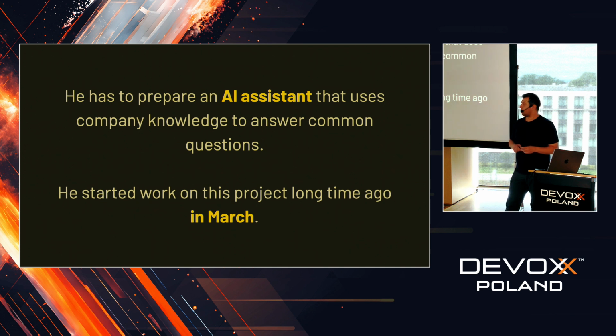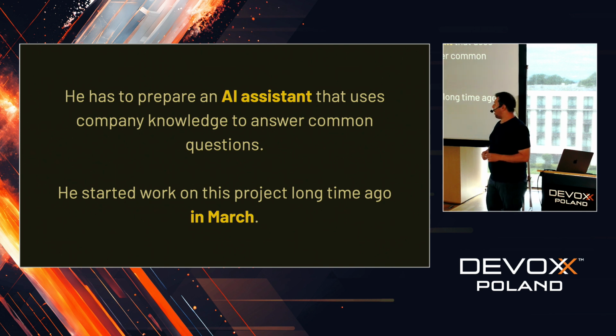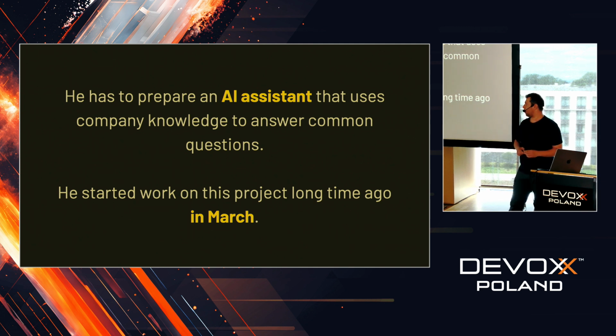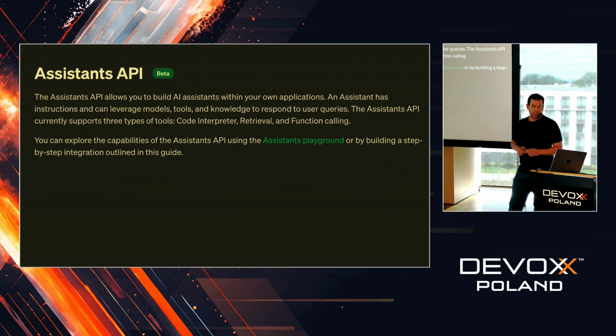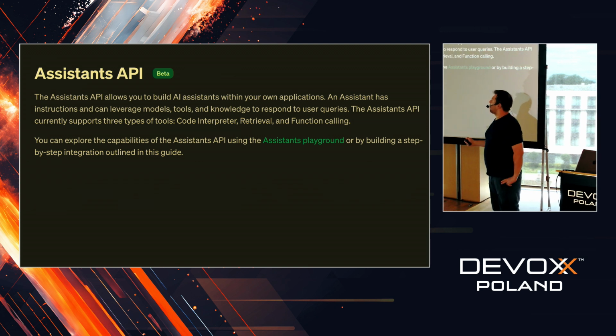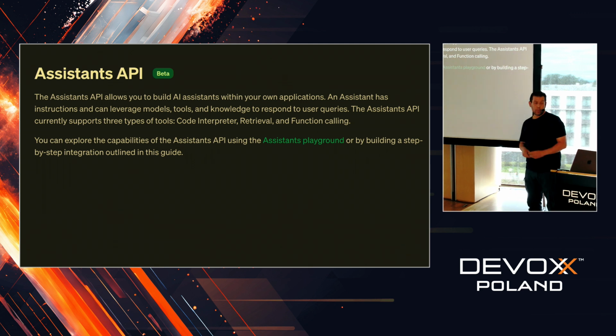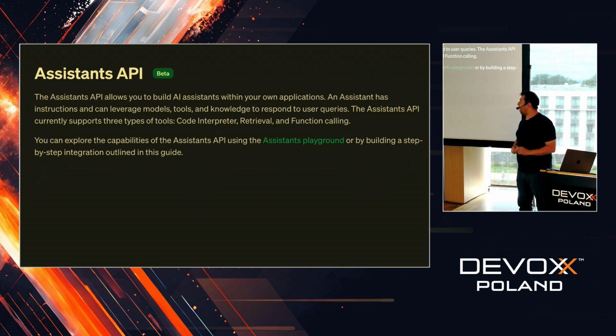So he started to work on this project a long time ago, in March this year. We will see why a long time ago, what changed during this time, and what will probably happen soon on the web. Currently, if you'd like to build an assistant, there is plenty of knowledge on the net, but of course you can use just the OpenAI documentation. There is something called the Assistants API beta. Currently we can say it's stable, but there are still a few errors.